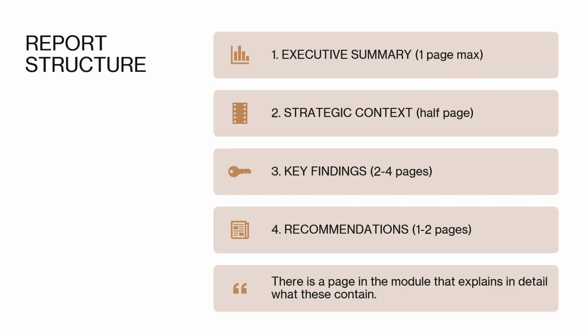Section 2 is strategic context, half a page. This is where you briefly explain what was measured, why, and for whom. Think of this as orienting the reader so they understand what follows.